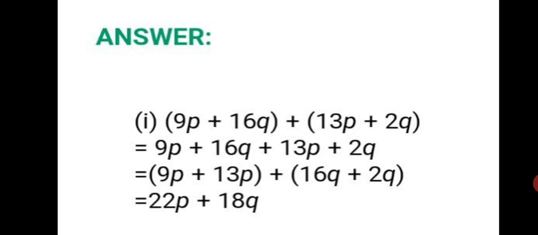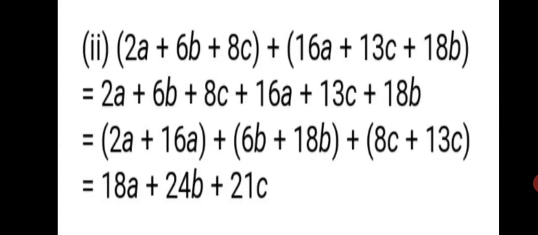Alright. Second sum, 2a plus 6b plus 8c in one bracket plus 16a plus 13c plus 18b in another bracket. First step is to open the brackets and write the terms as it is. So we open the brackets and write the terms 2a plus 6b plus 8c plus 16a plus 13c plus 18b.